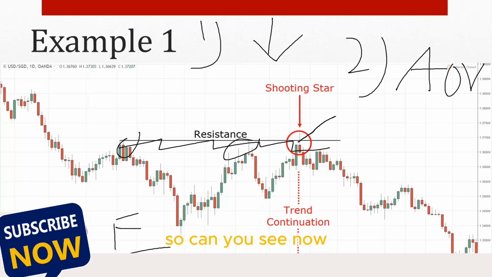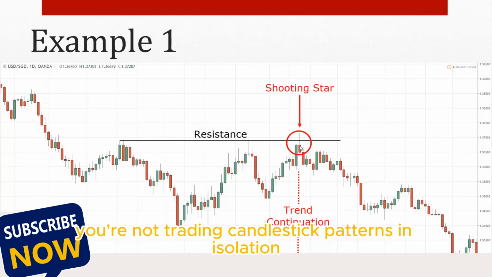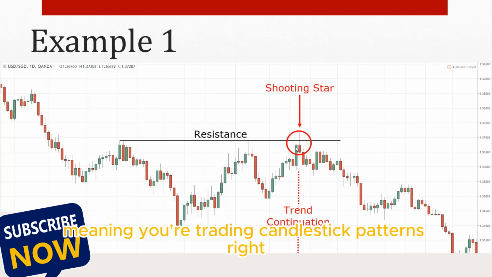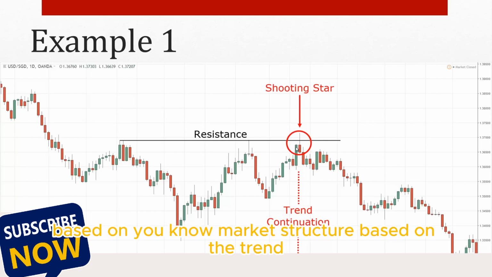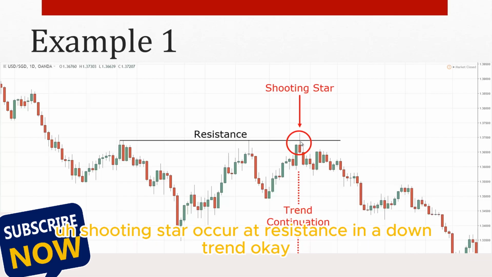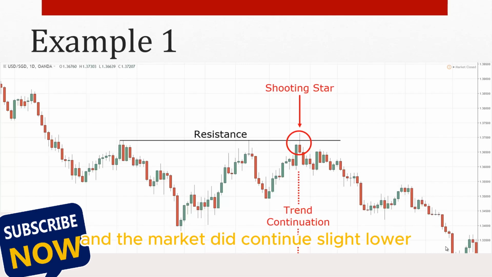So can you see that now you're not trading candlestick patterns in isolation? Now you're trading candlestick patterns in the context of the market, meaning you're trading candlestick patterns based on market structure, based on the trend. This actually increases the probability of your trade working out. So you can see that over here, right? A shooting star occurred at resistance in a downtrend. Okay, and the market did continue to slide lower.